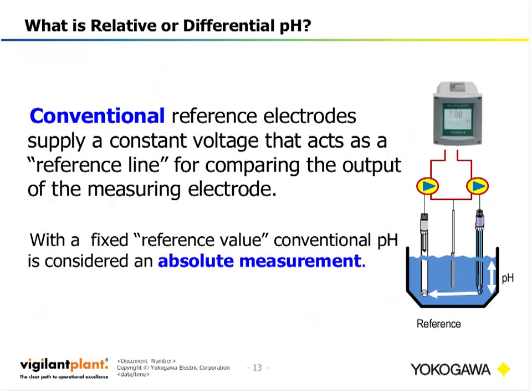So first of all, what's the difference between relative and differential pH? Differential pH is not an actual reference electrode, but a relative reference electrode. Let me explain what I mean. A conventional reference electrode supplies a constant voltage that acts as a reference line for comparing the output of the measuring electrode. With a fixed reference value, conventional pH is considered an absolute measurement.